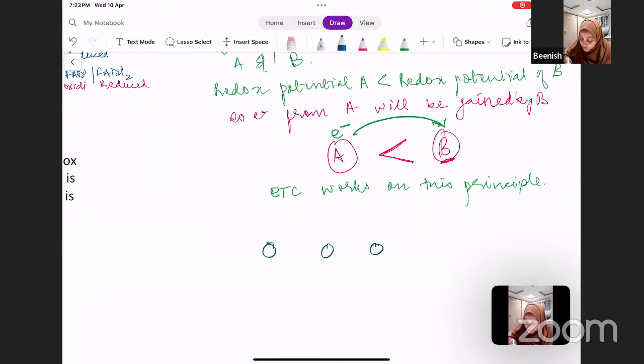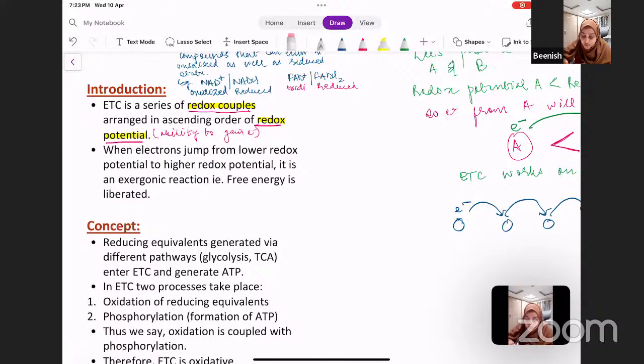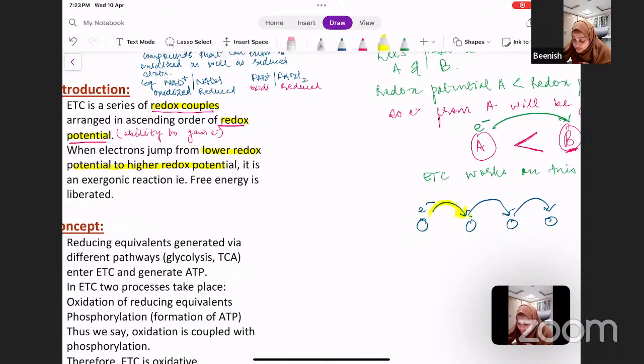For example, these are your redox couples. So the electron will jump from the previous redox couple to the next, to the next, to the next. This is exactly what happens in electron transport chain. Now, when electron jumps from lower redox potential to higher redox potential, it is an exergonic reaction, that is, free energy is liberated. When electrons are jumping from a lower redox potential to a higher redox potential, energy is also released.